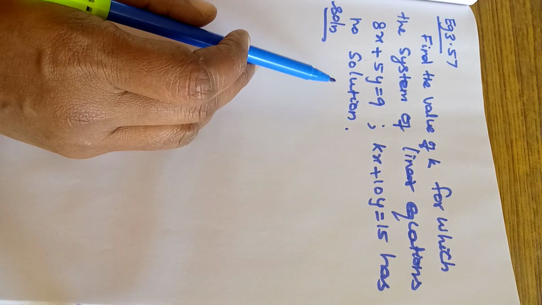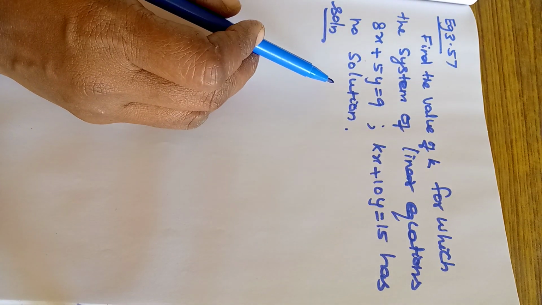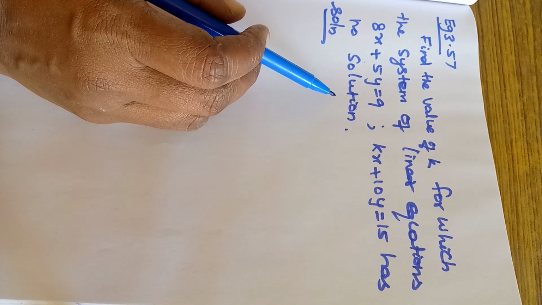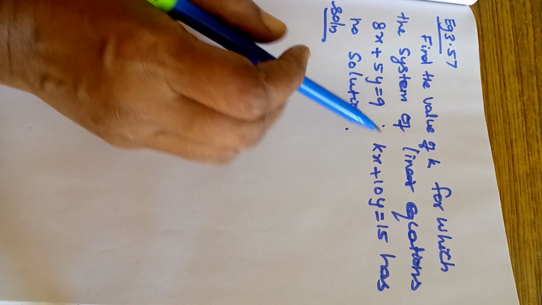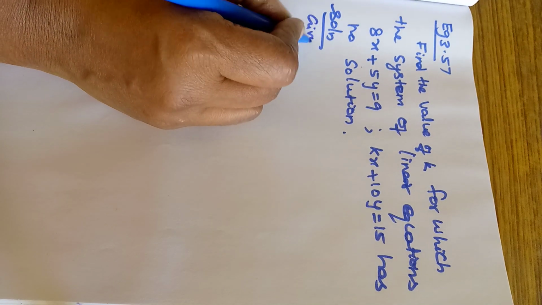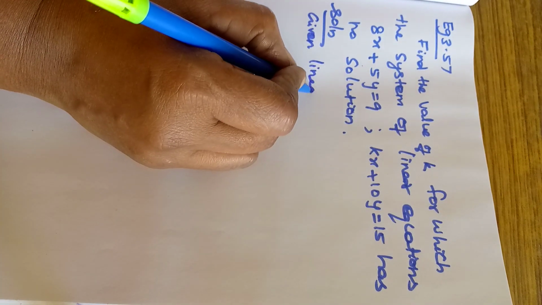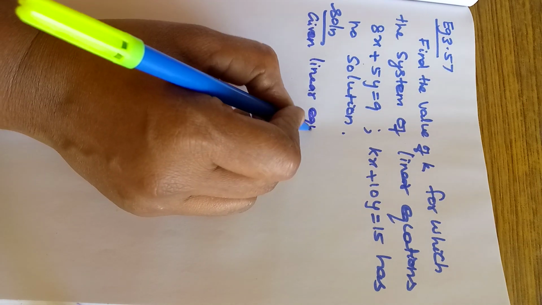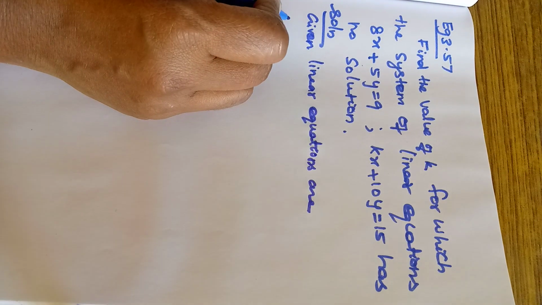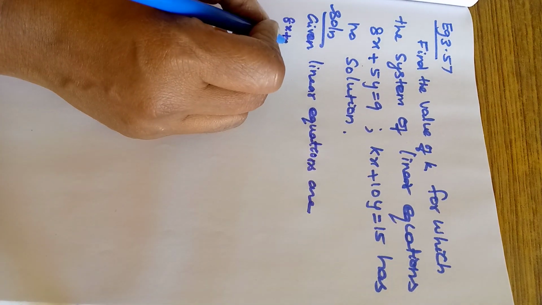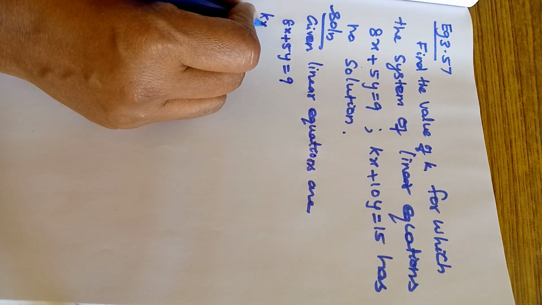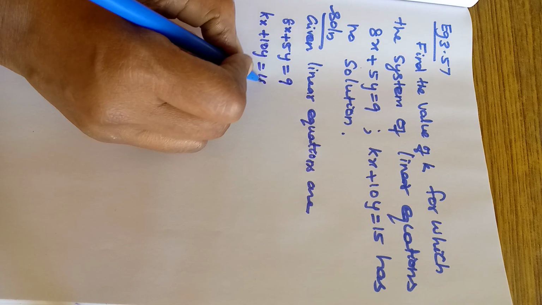So if you know the condition for no solution, what is it? a1 by a2 is equal to b1 by b2 is not equal to c1 by c2. Using that condition, we are going to find the value of k. Given linear equations are 8x plus 5y is equal to 9 and kx plus 10y is equal to 15.